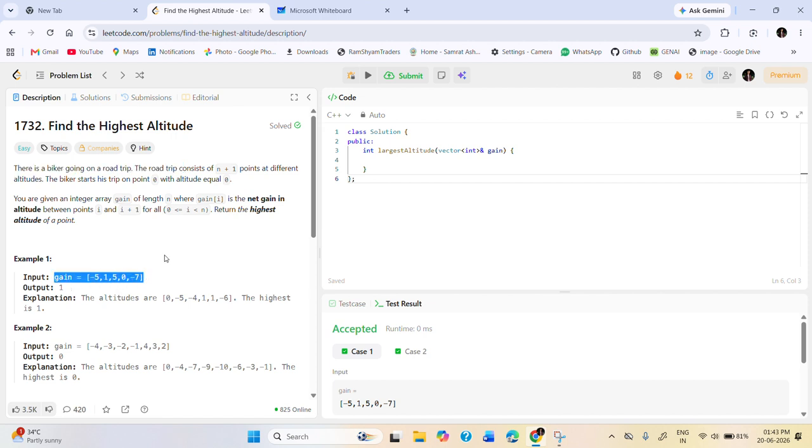Okay. So the biker starts his trip at point 0, and the altitude at point 0 will always be 0. You are also given an integer array gain of length n, where gain[i] is the net gain between the altitude of points i and i plus 1. So understand this first. This is the example which we will use to understand this question.